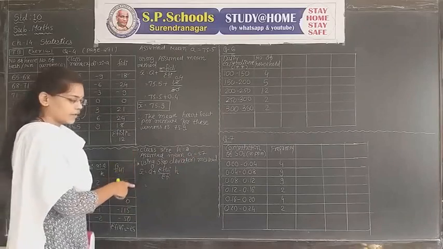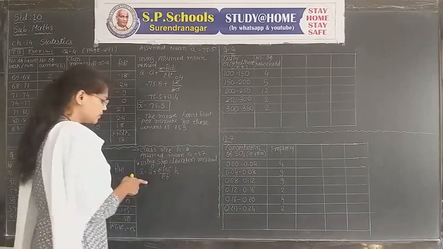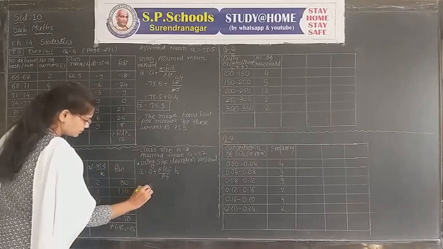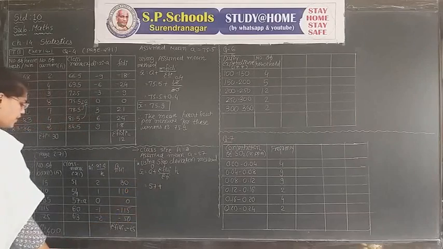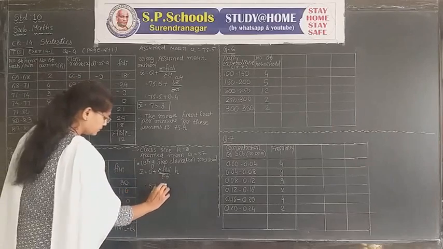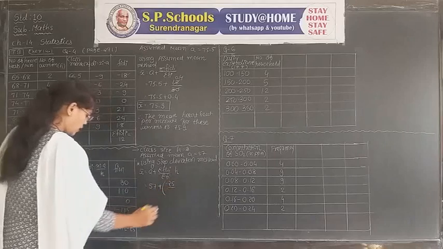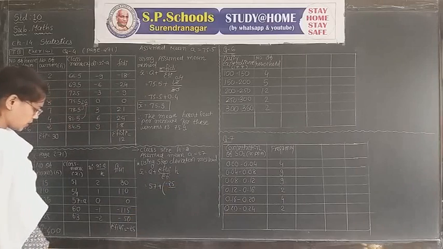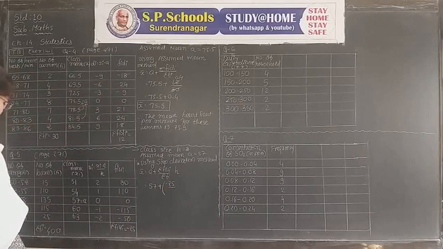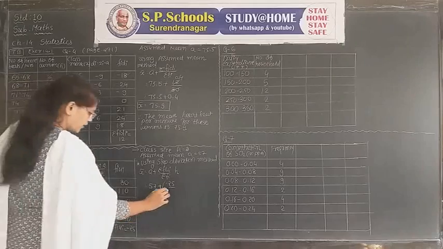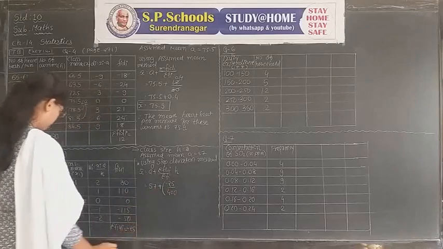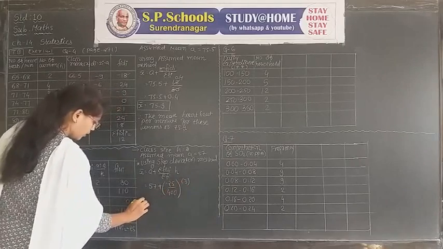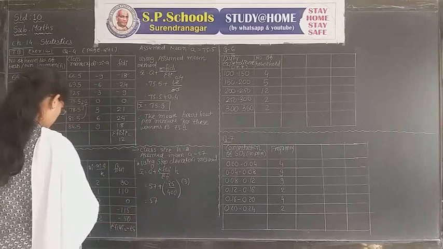X bar is equal to a plus sigma fiui upon sigma fi into h, where a is equal to 57, plus sigma fiui, which is minus 25, upon sigma fi, which is 400, and the class size h is equal to 3.